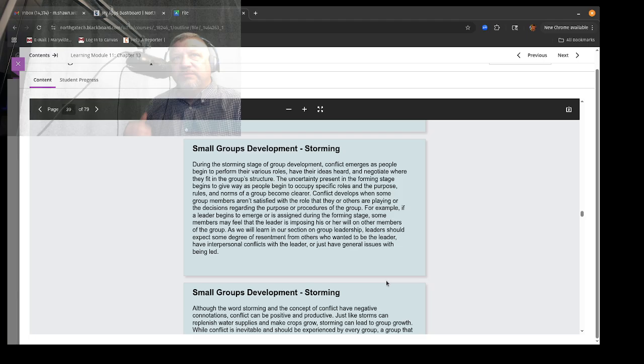So we're going to learn more in our section about group leadership. Leaders need to expect some degree of resentment from others who wanted to be leaders. They're going to have some interpersonal conflicts with people within the group. Or sometimes some people just have general issues with being led in general. They're used to doing it their own way.